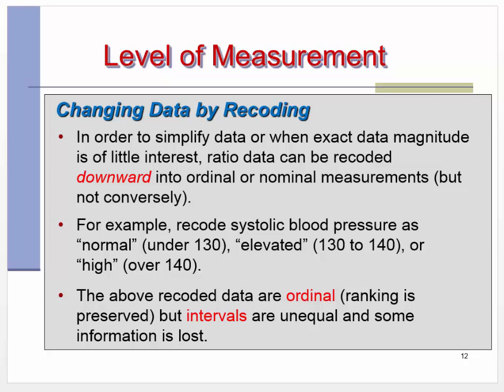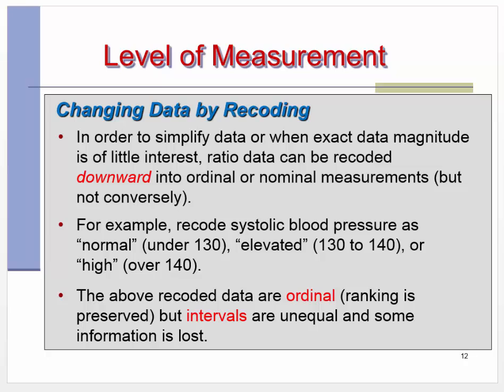The type of data can be changed by recoding. In order to simplify data, or when the exact data magnitude is of little interest, ratio data can be recoded downward into ordinal or nominal measurements, but you can't do it conversely. You can only go from higher to lower, not lower to higher.